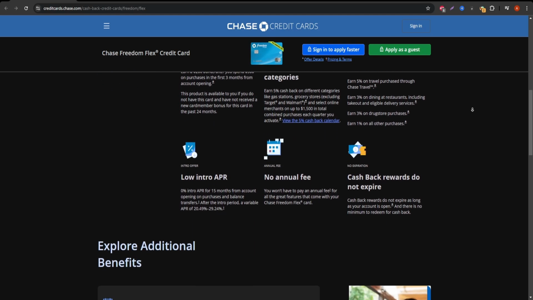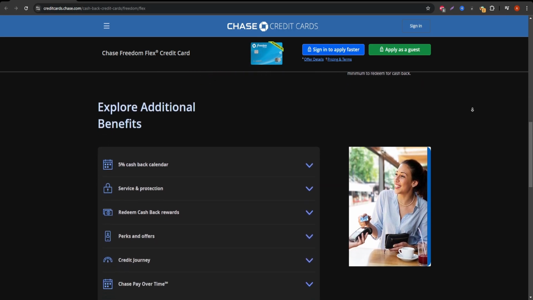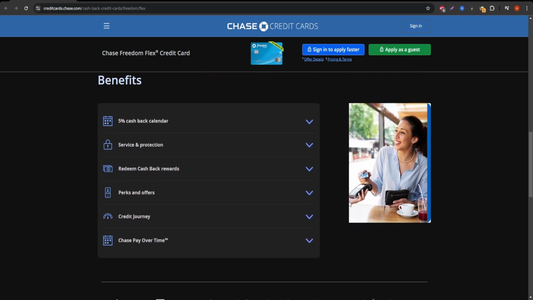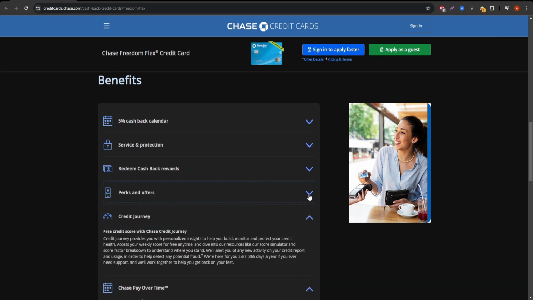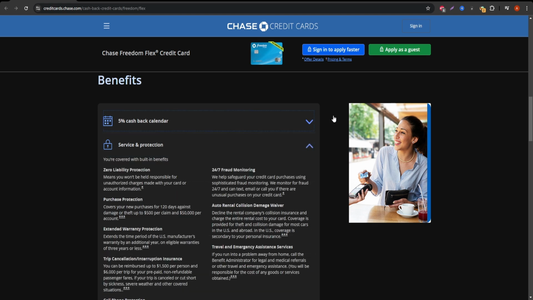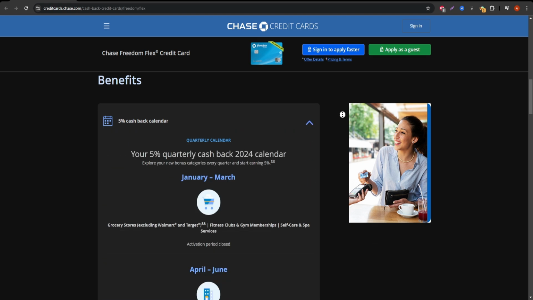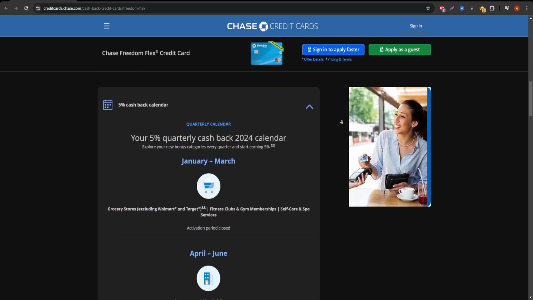First, one of the best things about the Chase Freedom Flex is its rotating 5% cashback on up to $1,500 in combined purchases in bonus categories each quarter. These categories change every 3 months, so you'll have to activate them. But it's worth it for maximizing rewards. On top of that, you get 1% on all other purchases.